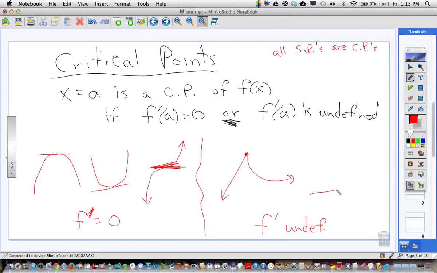And then the other one, if you remember, was a vertical tangent. So if you get a graph that does something like this, and it's got a vertical tangent, the slope is undefined there as well. Now that's not a local maximum there. It's not a flat spot. It's just a vertical tangent. Here we have a horizontal tangent, so the slope is 0. Here we have a vertical tangent, slope's undefined. So there's 5 different possibilities for critical points. These 3 are stationary points when the derivative is 0, and those 2 are when the derivative is undefined. But all 5 of these are critical points.